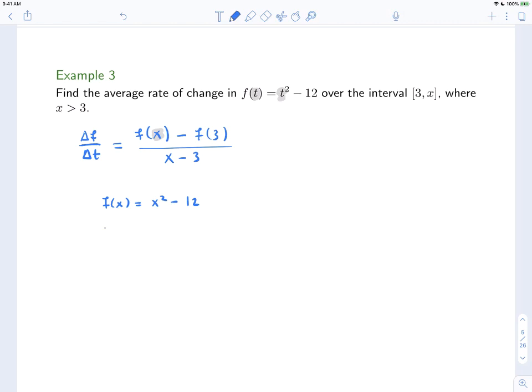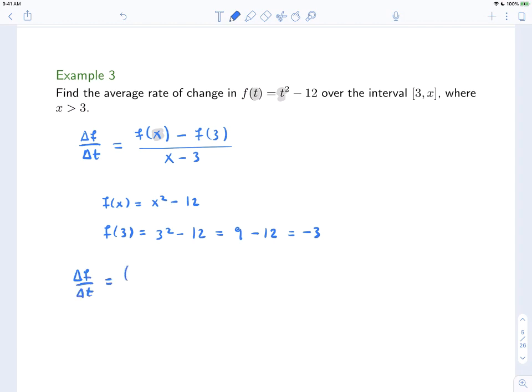Now to compute f of 3, or f evaluated at 3, you do the same thing. So now, wherever there was a t, you replace it with 3. So the only t was right there. So it's 3 squared minus 12, which is 9 minus 12, which is a negative 3. So now let's compute the average rate of change.